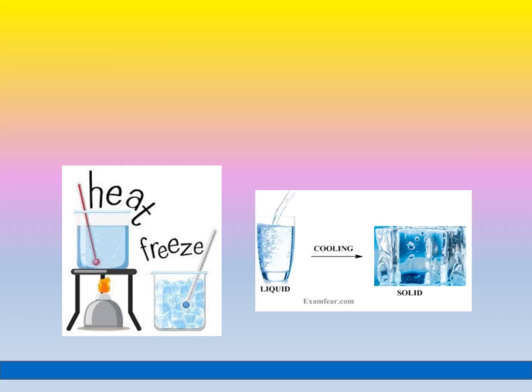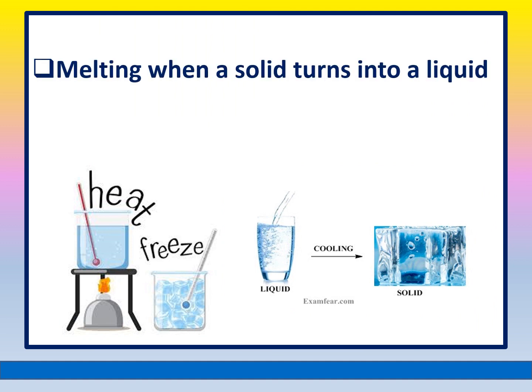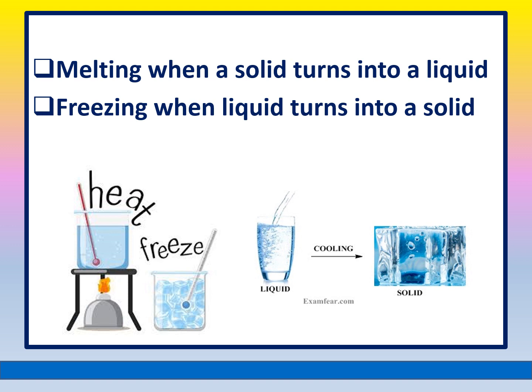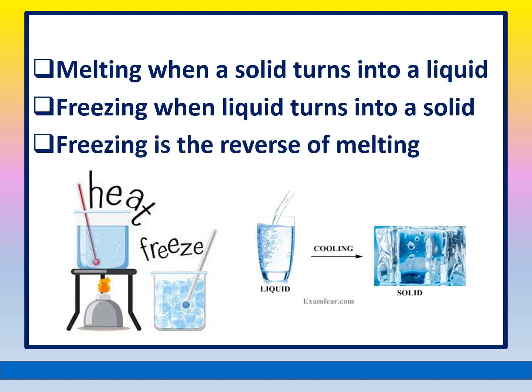Now, you already know the process of cooling matter, or freezing. Remember, melting is when a solid turns into a liquid, freezing is when a liquid turns into a solid, and freezing is the reverse of melting. Because melting and freezing are the reverse of each other, the change from one state to another is reversible, meaning that you can melt a solid by heating, and you can reverse it by cooling the liquid and causing it to freeze.